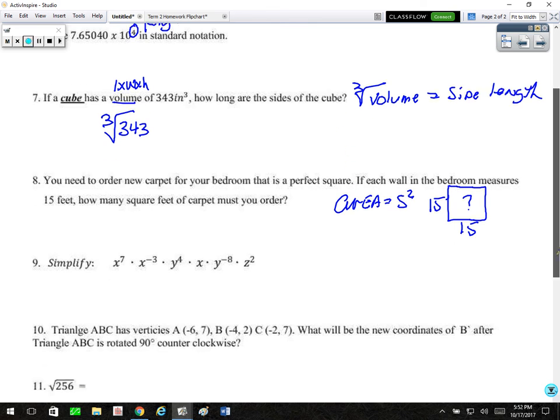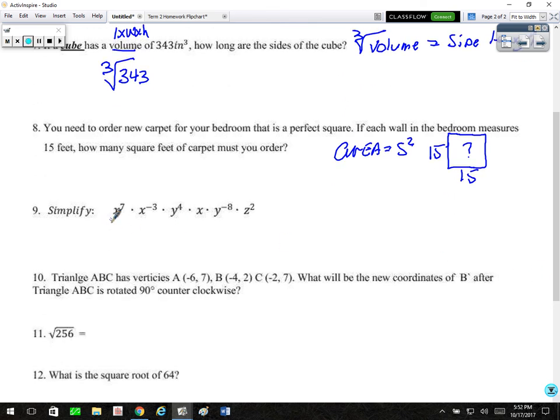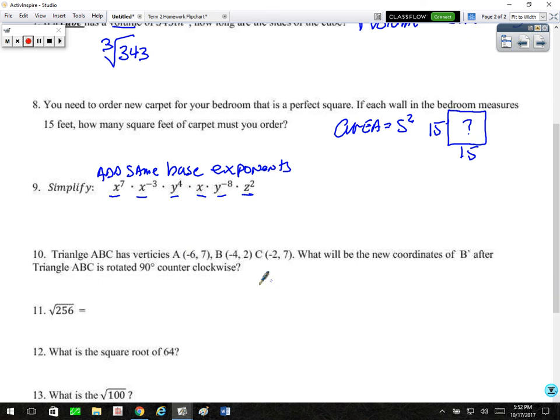So let's keep going down here. Remember here, I'm multiplying. Here are my bases. So if I'm multiplying, remember, you're adding exponents with the same base. So if your exponents have the same base, just add them. Be careful of the negatives.